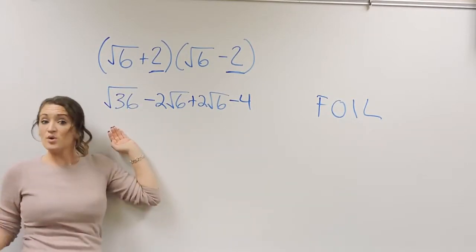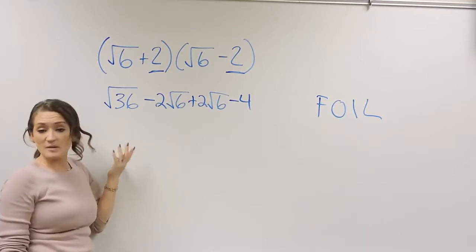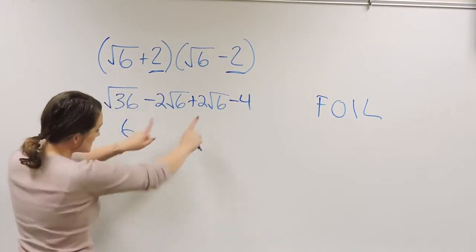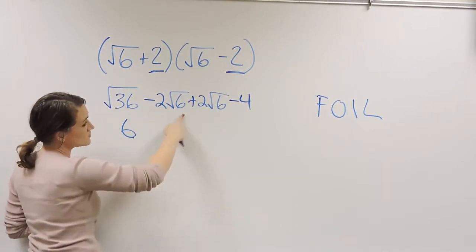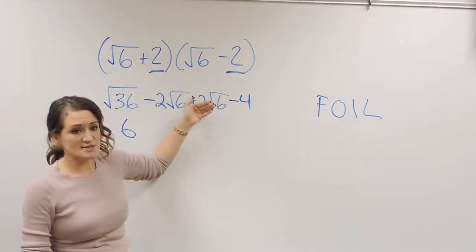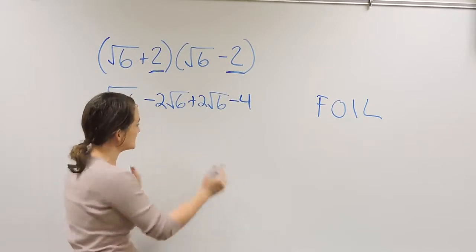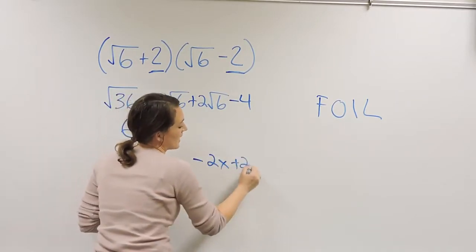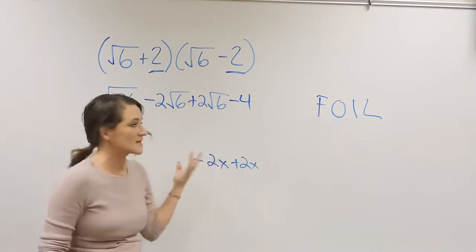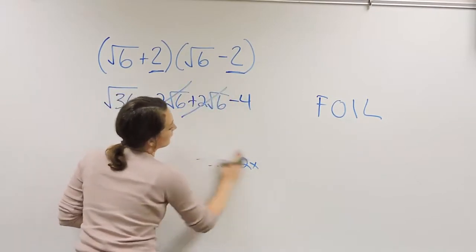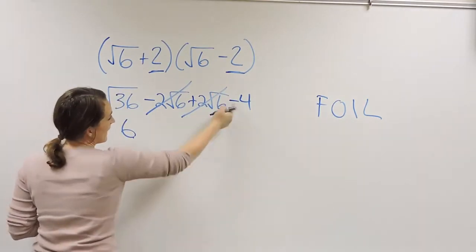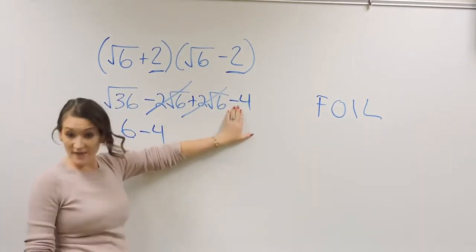First thing I have is the square root of 36. That does happen to be a perfect square. We can take the square root of 36 because we get a 6. Notice these two middle terms here. We have negative 2 square root of 6 plus 2 square root of 6. Well, negative 2 plus 2 is 0. Those actually cancel. Think about doing negative 2x plus 2x. Same concept here, but instead of the x, we have a square root of 6. So these are actually going to cancel out to 0 because negative 2 plus 2 is 0. That goes away. So that means we have that minus 4 there at the end.